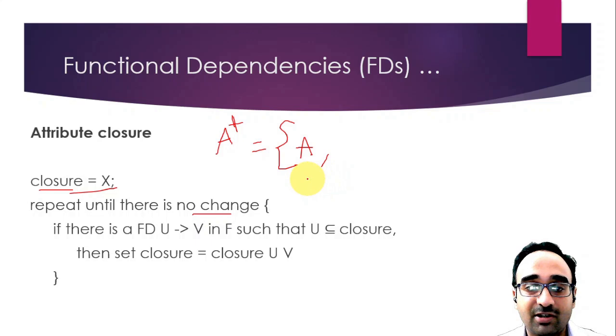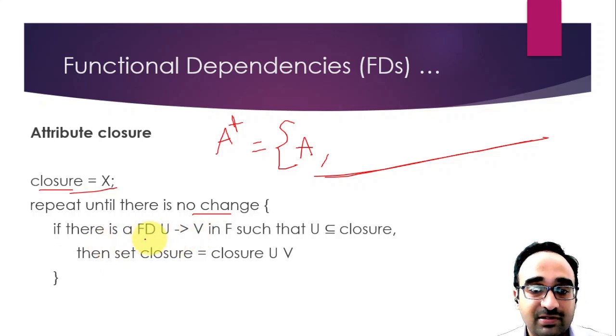So what change are they talking about? They're talking about there is no change in this set. That means if you are not able to add any more attributes to this set, that is when you stop this process.